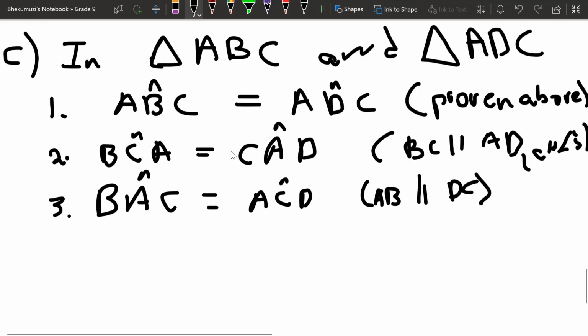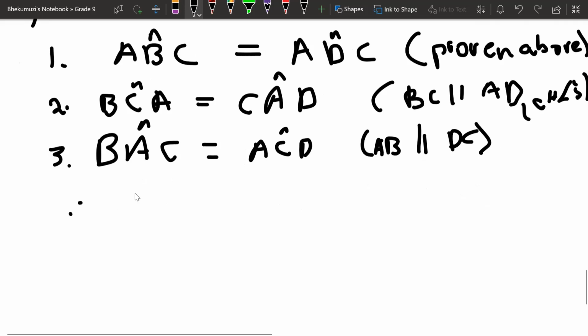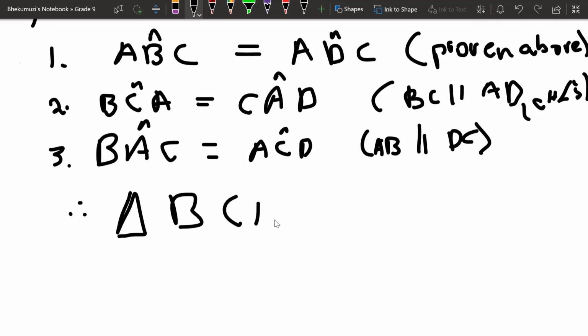Just before we conclude, now we've proven that all three angles are equal to each other from the corresponding triangles. Therefore, the triangle, not the angle, BCA, right? BCA is equal, or no, it's not equal, sorry, it is similar to the triangle DAC.